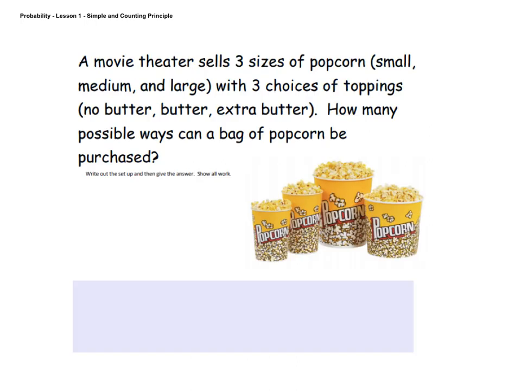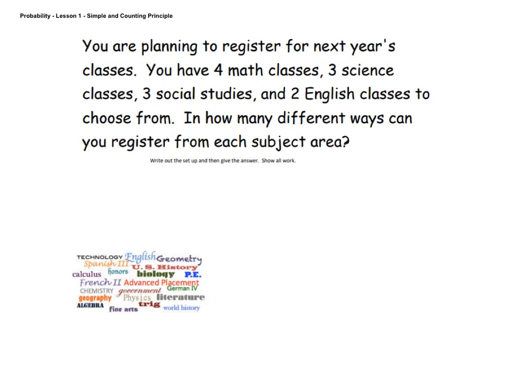Okay, so a movie theater sells 3 sizes of popcorn, small, medium, and large, with 3 choices of toppings. How many possible ways can a bag of popcorn be purchased? Write out the setup and then give the answer. 3 sizes times 3 choices of toppings is 9 different ways. Okay, that's the counting principle.